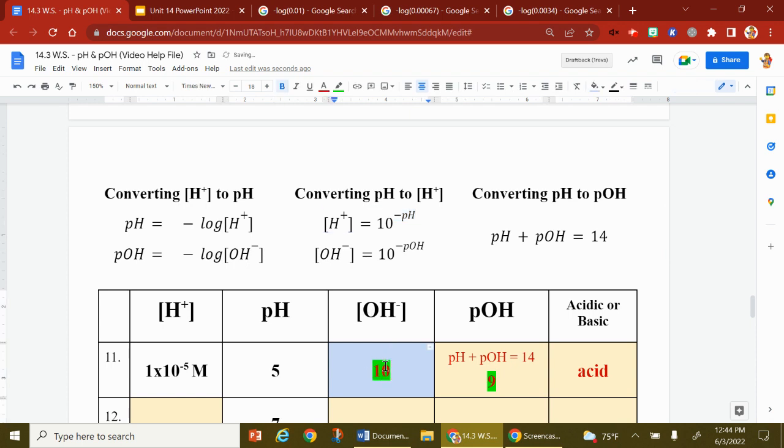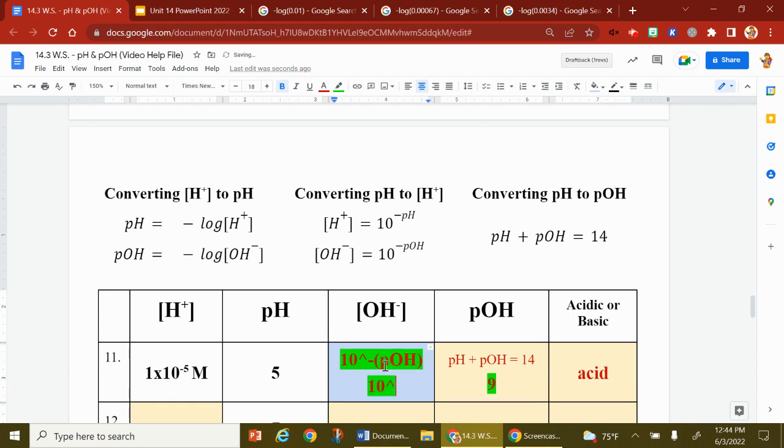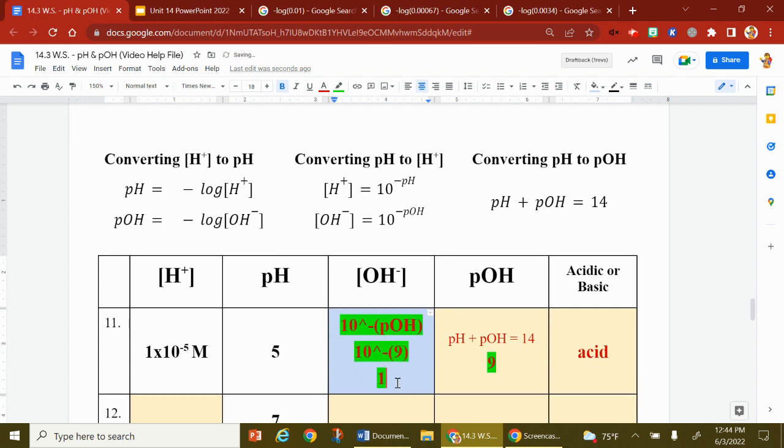You just take 10 and you raise it to the negative pOH. All right. So it's 10 raised to negative 9. All right. 10 to the negative 9th. This is 1 times 10 to the negative 9th. That is the concentration of this base. If the pOH is 9, then we know that the concentration of the base must be 1 times 10 to the negative 9th molar.